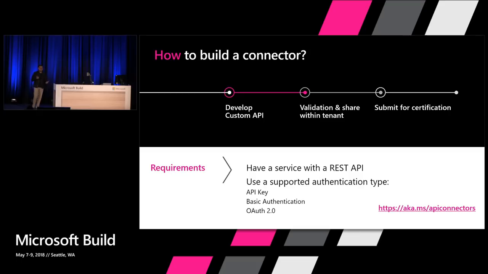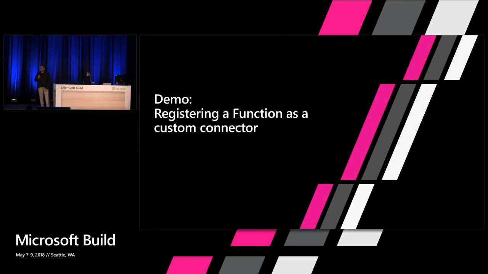There are only 2 requirements when it comes to building a custom API: have a service with a REST API, and use a supported authentication type, like API key, basic auth, or OAuth 2. So what I'm going to do is show you how to register an Azure function as a custom connector, and then deploy it within your organization. We won't actually publicly deploy it, and we'll see why in a second, but we'll at least understand what it takes to deploy it within my tenant.